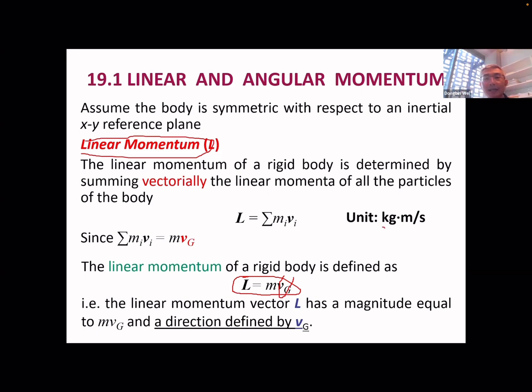The SI unit of linear momentum is kilogram meter per second. So this one should be easy to understand. And this equation looks similar to the equation for calculating linear momentum of a particle.